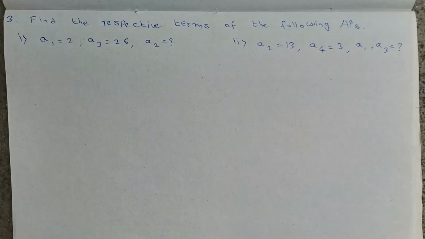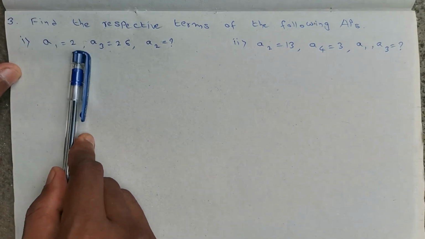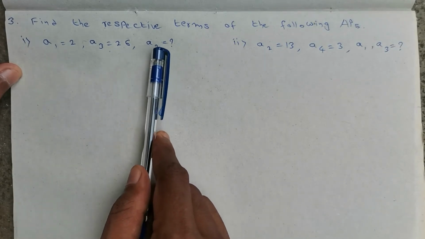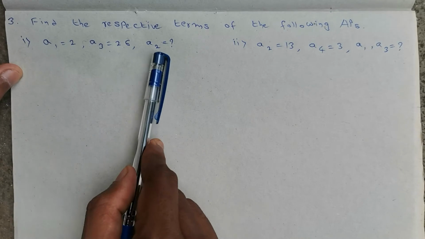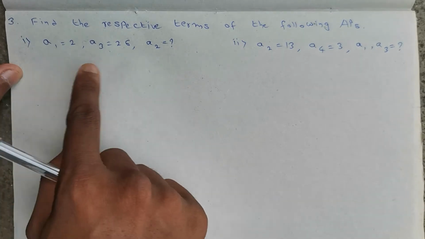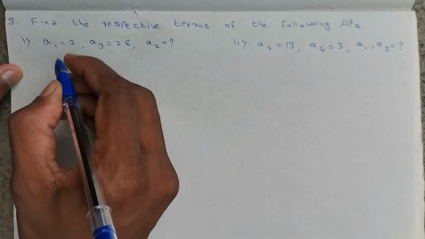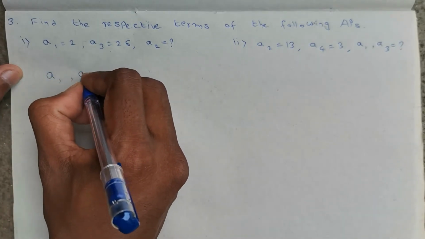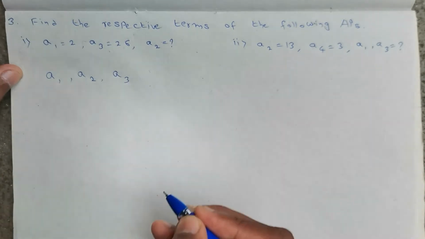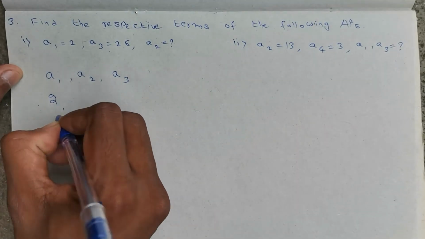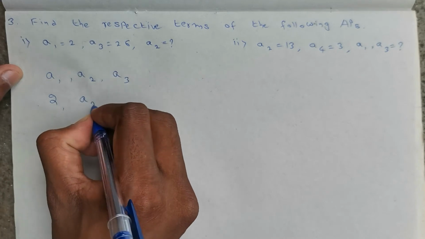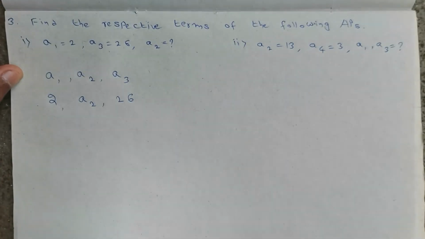Okay, now let's come to the first question. a1 is given as 2 and a3 is given as 26, and he is asking to find a2. a1, a2, a3 are consecutive, so no problem. The first term is a1, the second term a2, the third term a3. So the first term is given as 2, a2 we don't know so I am writing it as a2 only, and a3 is given as 26. We know very well, if it is an AP, the third term minus the second term and the second term minus the first term are both the same, since the common difference is the same.